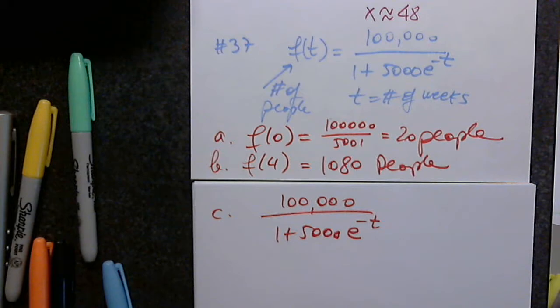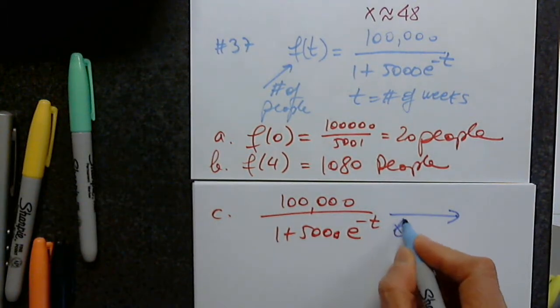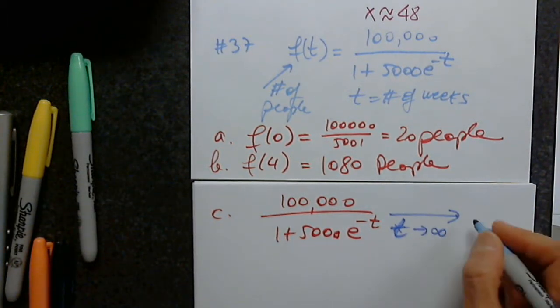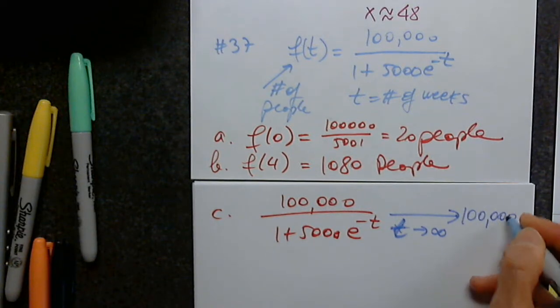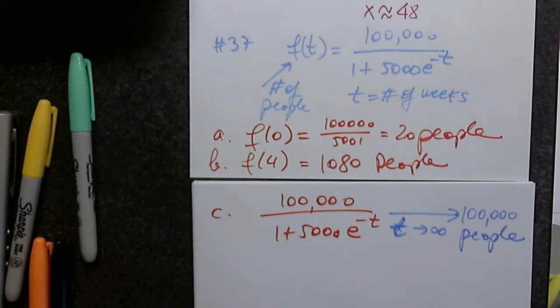As x increases without bound, the horizontal asymptote is y equals 100,000. So I will say, as x increases without bound, this is no more than 100,000 people that can get ill.